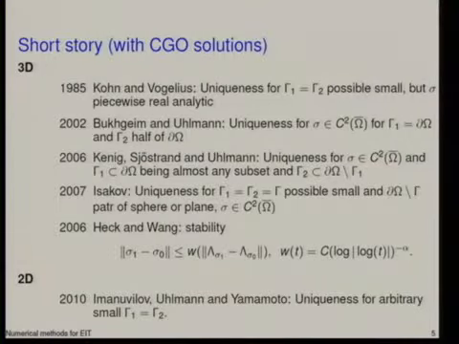So I should say in 2D as well, the problem was a little bit later, more or less completely solved in 2D. So for arbitrary small subsets, gamma 1 and gamma 2, that coincide, by Imanuvilov, Uhlmann, and Yamamoto, again using Carleman estimates techniques. I think there have been improvements here. So this was for the Dirichlet map. There was a recent paper where they considered the Neumann to Dirichlet operator instead.